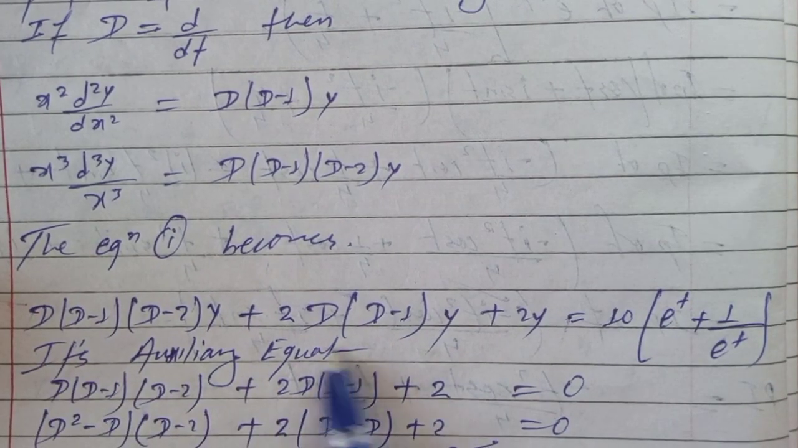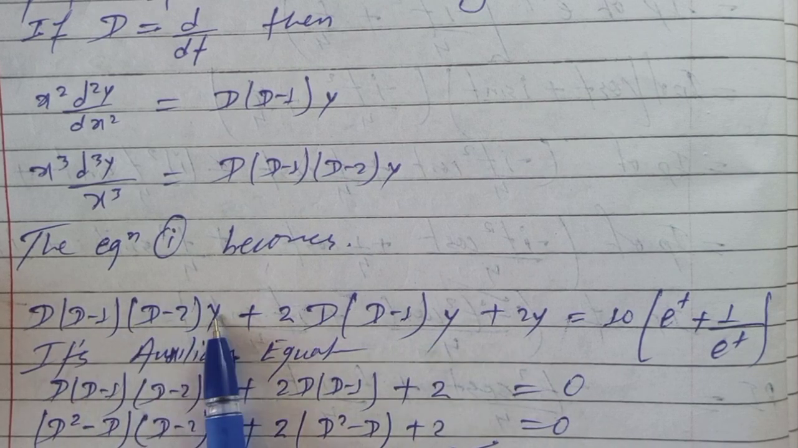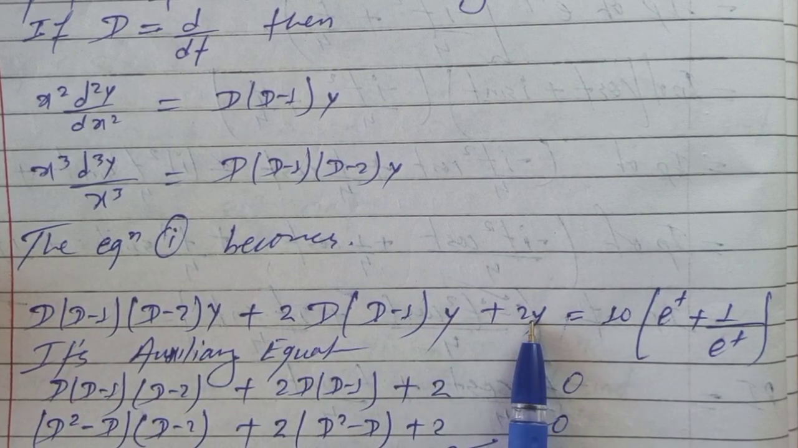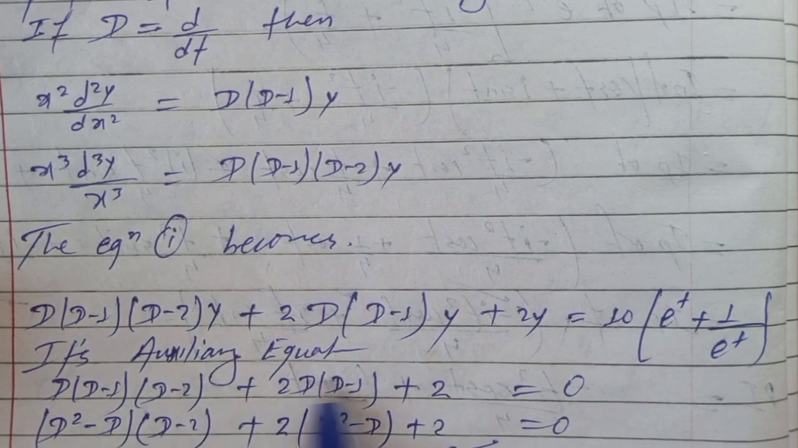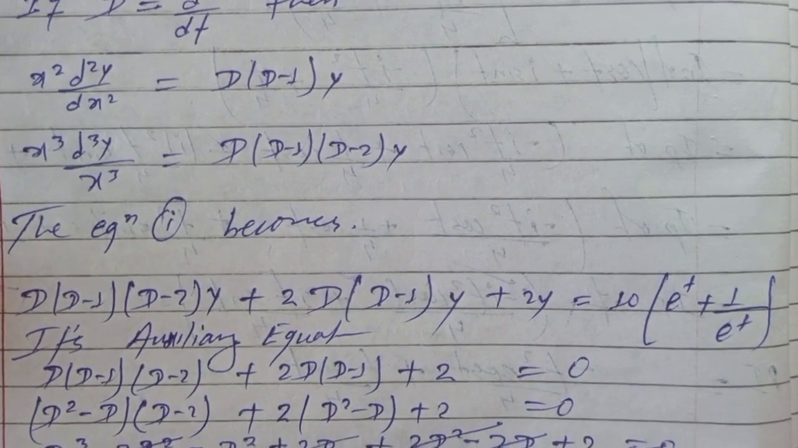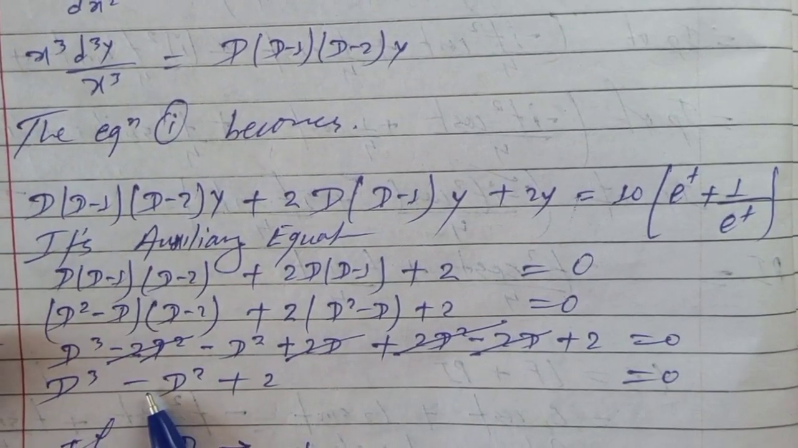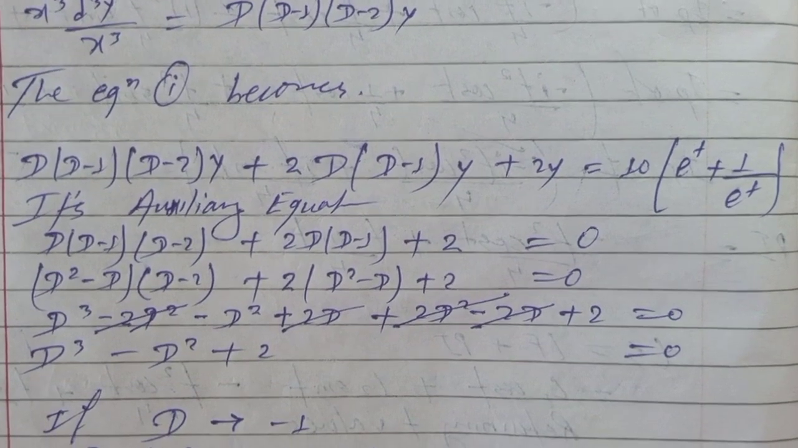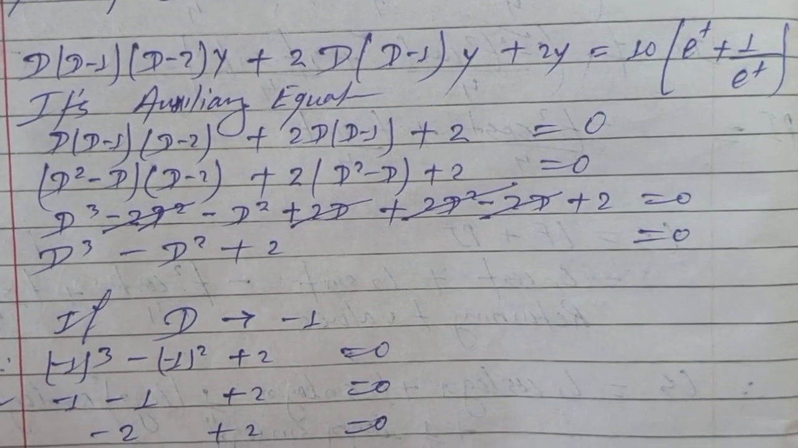First, we are going to find its auxiliary equation. Auxiliary equation means the coefficient of y. We take y common, and we equate the coefficient equal to 0. So we got this form, and we are going to solve this. Then finally we get this form. This is a cubic equation, and to solve the cubic equation, we can do it by the assumption method.